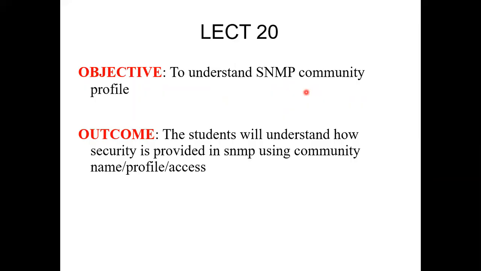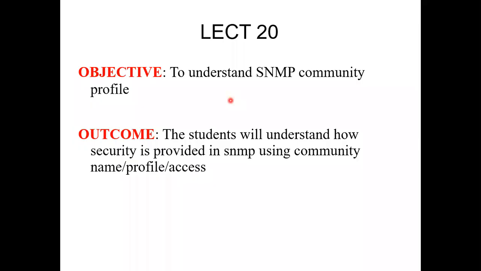So we will understand the SNMP community profile. The outcome will be you will understand how security is provided in SNMP using community profile or a community name or a community access policy. Okay, see why I am taking this as a separate topic: students write every year that SNMP security is there only in version 3.